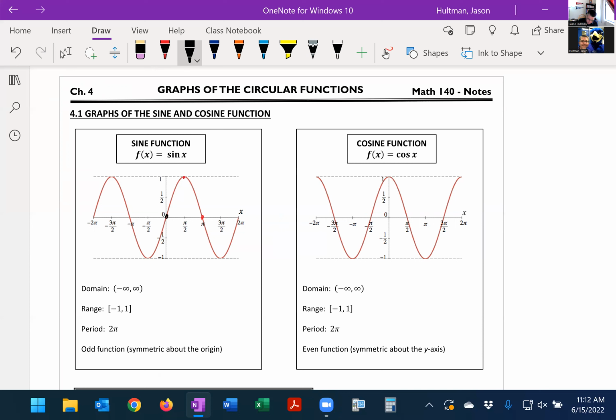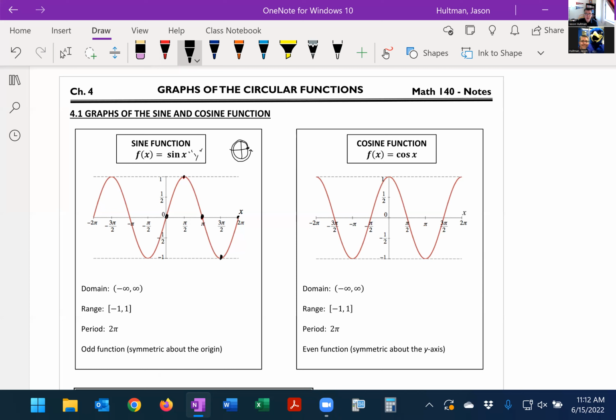And this comes to us from the unit circle. We're looking at the y values as we go around the circle, okay? And every 2 pi, it's going to repeat. So again, the sine function are the y values.